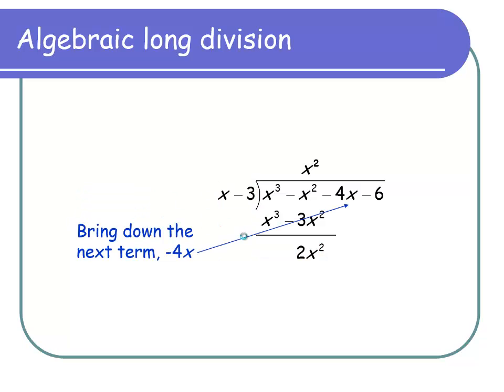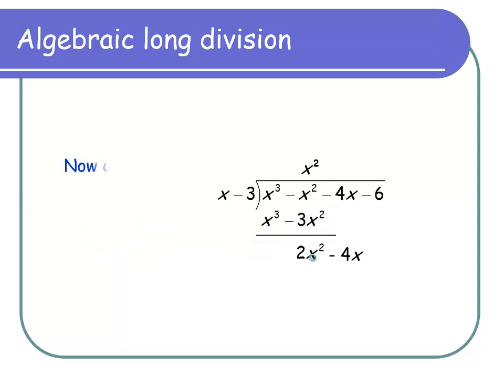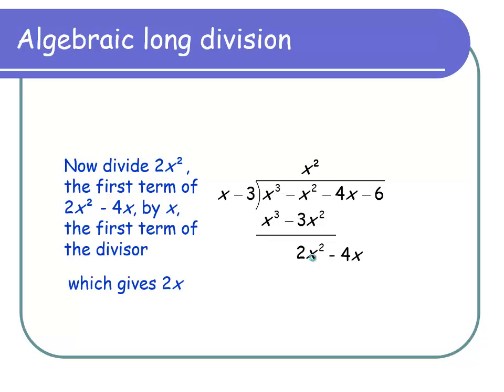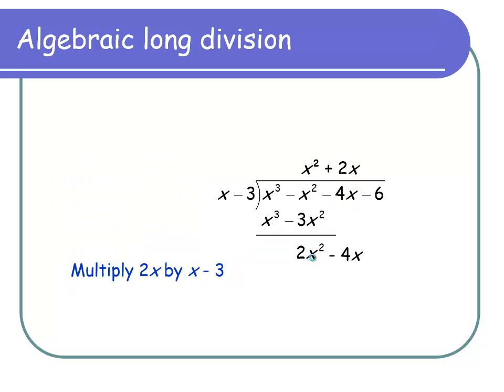And then we bring down the next term because we're going to be dividing by both terms with our linear factor. So now we look at our linear factor of x minus 3, and we need to say, right, what number do I multiply x with to give us 2x squared? Oh, that would be 2x. So I write 2x on top of the line. Then I multiply my linear factor by 2x, and that gives me 2x squared minus 6x.